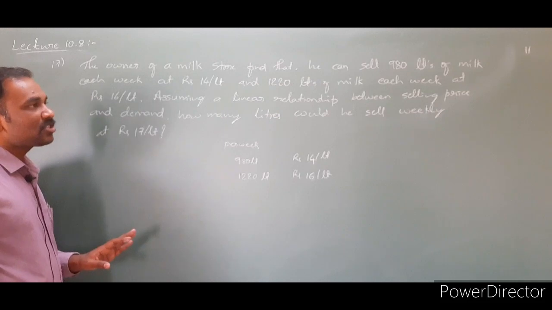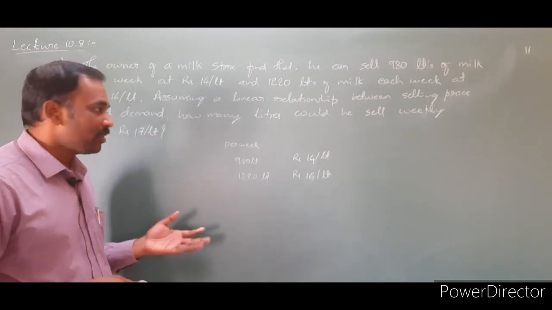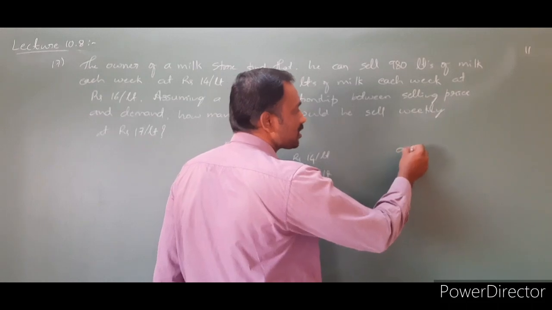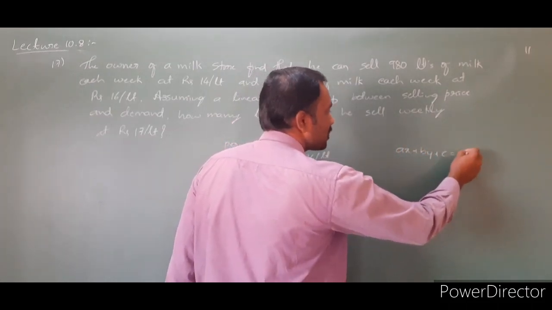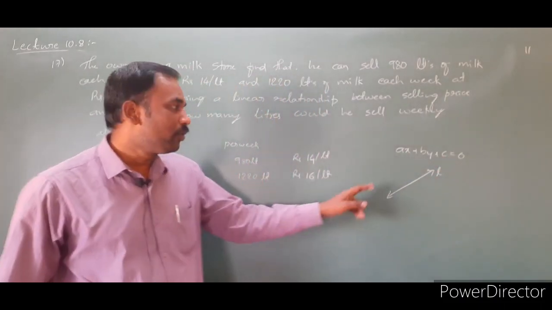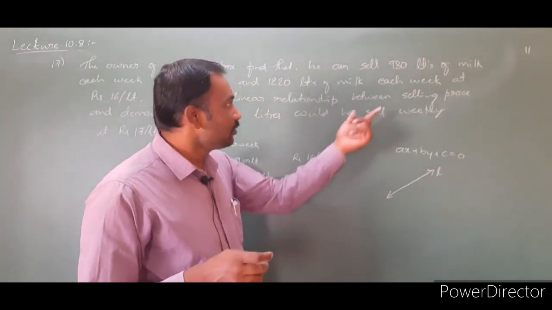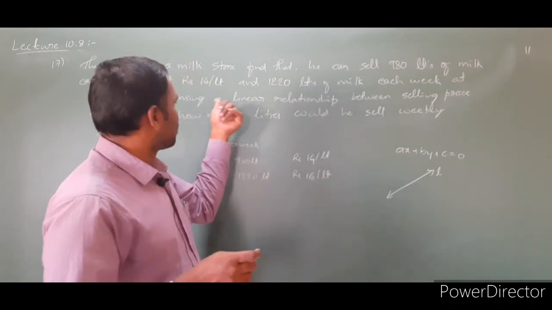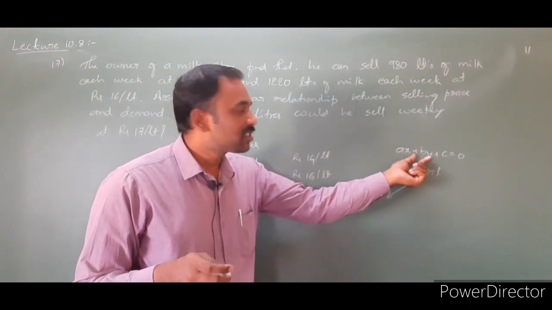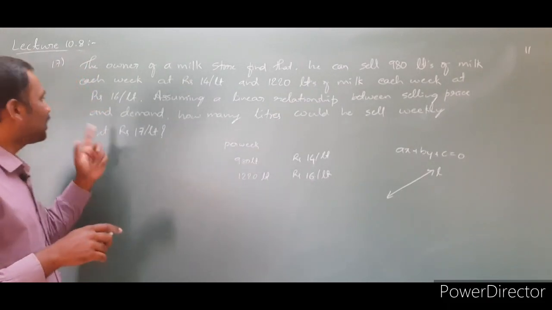Assuming a linear relationship between the selling price and the demand. You already know the linear relationship between two variables x and y: ax plus by plus c is equal to 0. A linear equation involving two variables always represents a line. Here also they say to assume a linear relationship between selling price and the demand.